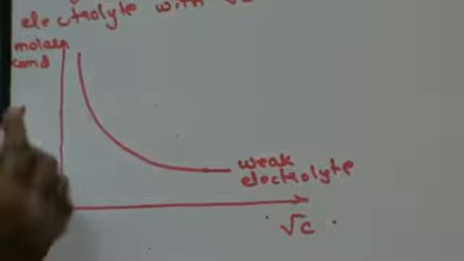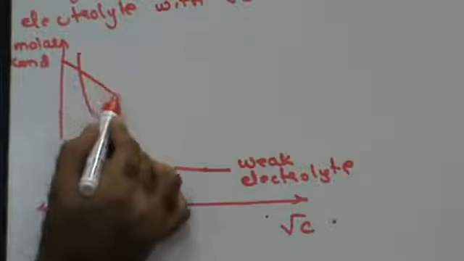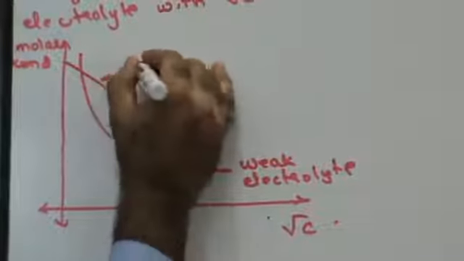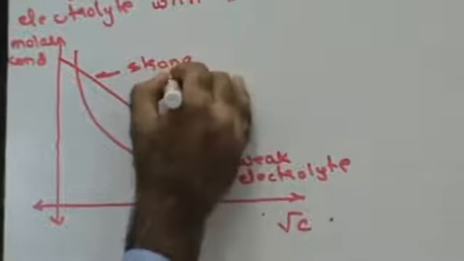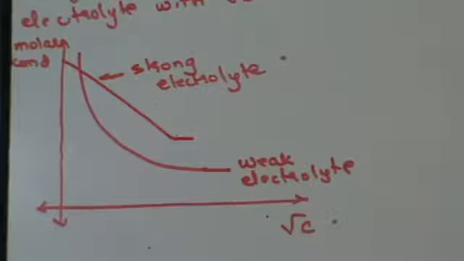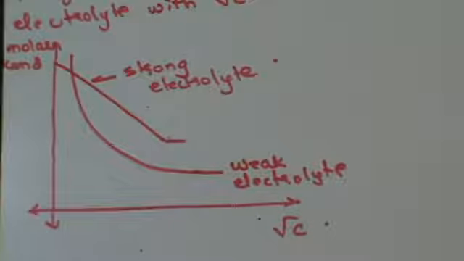If I have to draw for the strong electrolyte, it will have something like this. This is my graph of molar conductivity of strong and weak electrolyte with square root of concentration. Now first let's talk about the strong electrolyte. The molar conductivity of a strong electrolyte shows linear variation with square root of concentration. You will see that the graph of the strong electrolyte is a straight line.